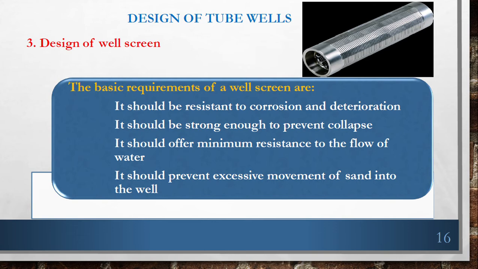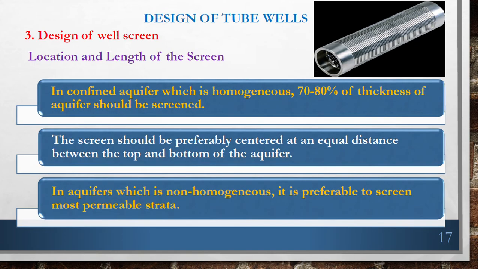Second, it should be strong enough to prevent collapse, and it should offer minimum resistance to flow of water. The main property of this well screen is that it allows the filtration of water into the well, so it should offer minimum resistance to the flow of water. And finally, it should prevent excessive movement of sand into the well. So these are the basic requirements of a well screen.